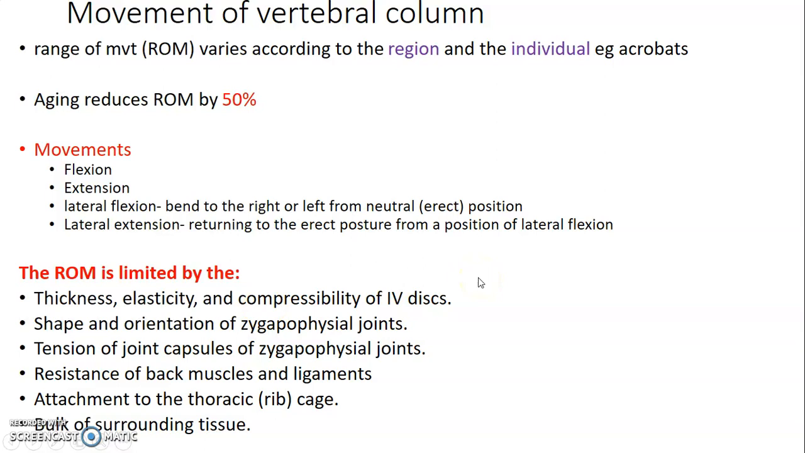Then you also have the shape and orientation of the zygapophyseal joints, where in the cervical and lumbar regions they are close to horizontal, so the range of motion is high. Then there's the tension of the joint capsule of the zygapophyseal joints. There are back muscles: the resistance of back muscles and ligaments can limit movement. Attachment to the rib cage can reduce movement. Then we also have the bulk of the surrounding tissue. In the cervical region, we have less bulk, so there's a high range of movement compared to the thoracic region, for example. So these are the factors that limit range of movement of the vertebral column.